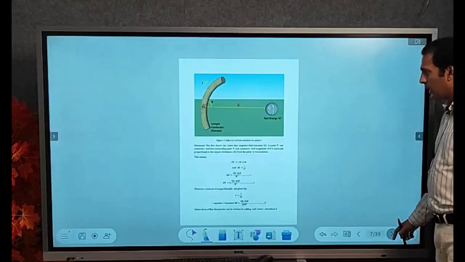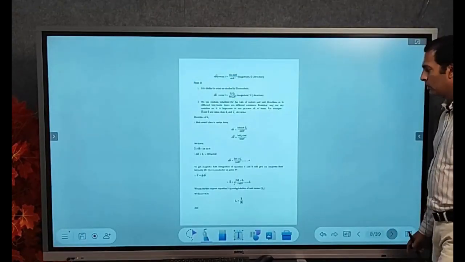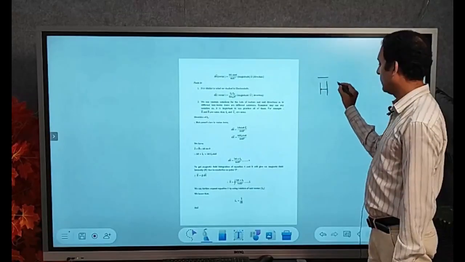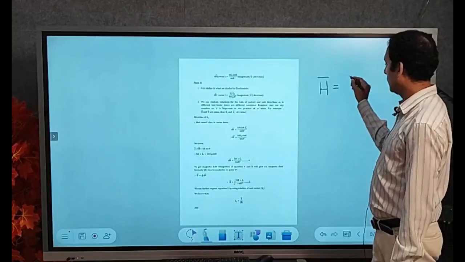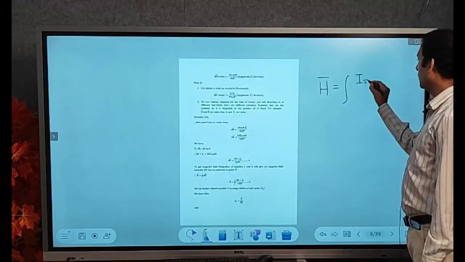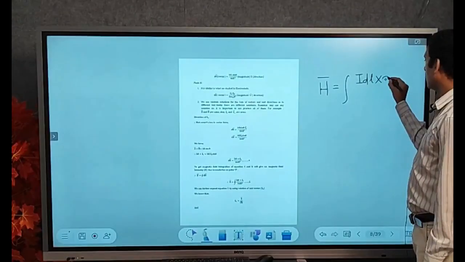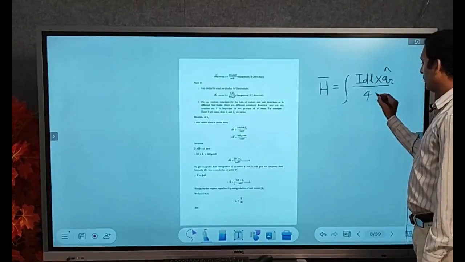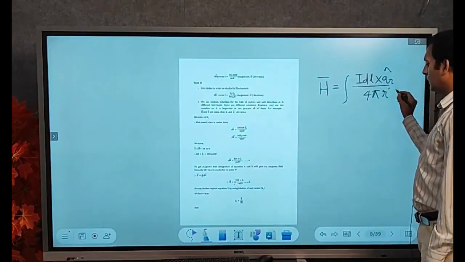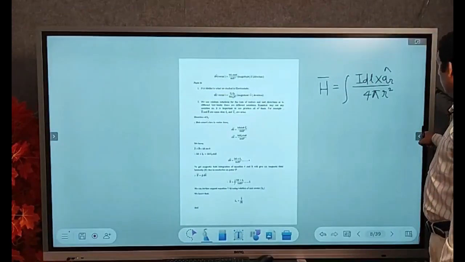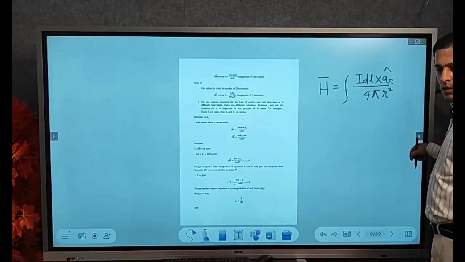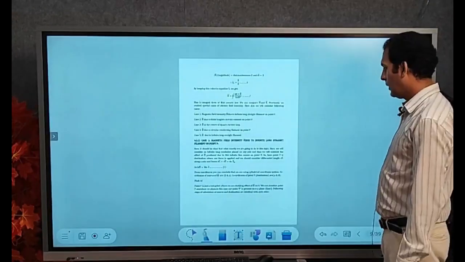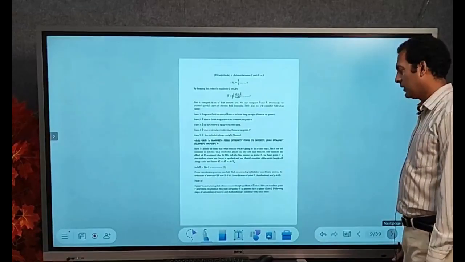Then we discussed Biot-Savart's law. In Biot-Savart's law, we have seen that the magnetic field vector H is given by I dL cross aR cap divided by 4 pi R square. So this equation is important for our next topics. Then we have seen the cases of magnetic field intensity.